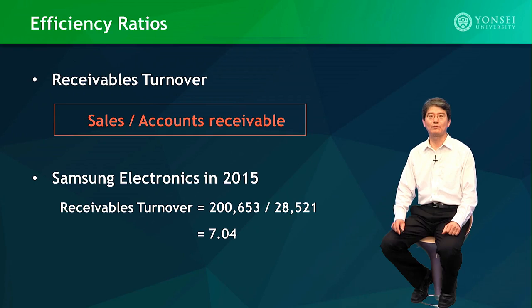Inventory measures give us some information about how fast we can sell product. Next, we would like to know how fast we can collect on these sales. The receivables turnover rate measures this. It is defined as sales divided by accounts receivable. The receivable turnover ratio of Samsung was 7.04 times. It means that Samsung collected its outstanding credit accounts and reloaned money 7 times during the year.